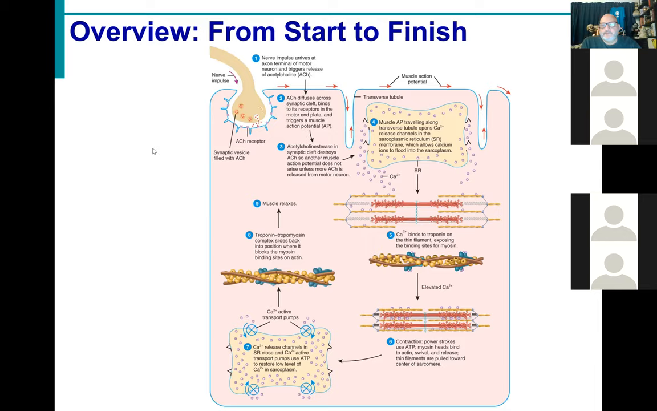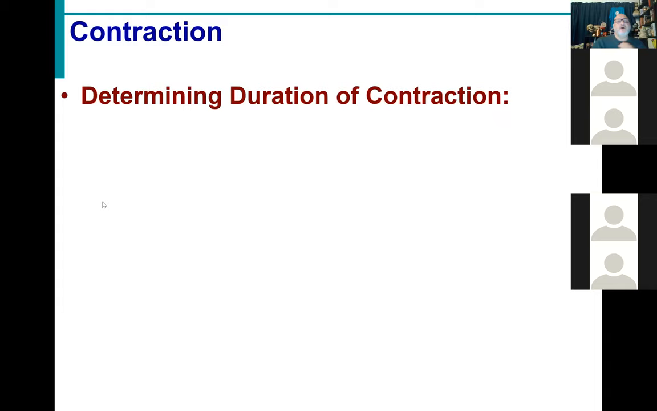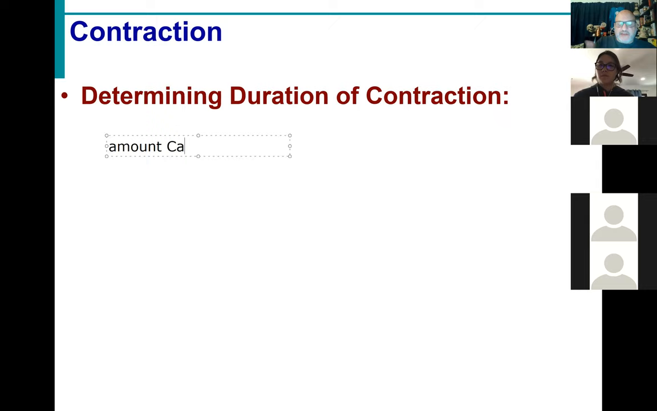All right, excellent. So we now know how to make a muscle contract. What determines how long that muscle is going to contract for? Amount of calcium. Okay, excellent. Obviously, the amount of calcium. We have to have calcium available. And is calcium used up by the process? No. So really, it's about how much calcium is in the cytosol. Excellent. That's one of the factors that can influence it.